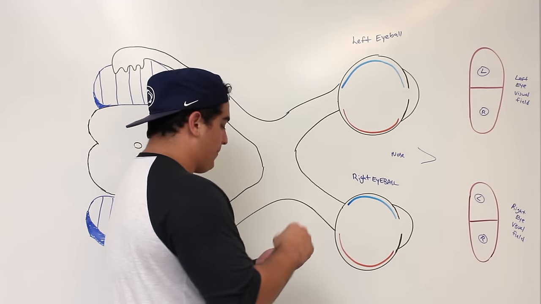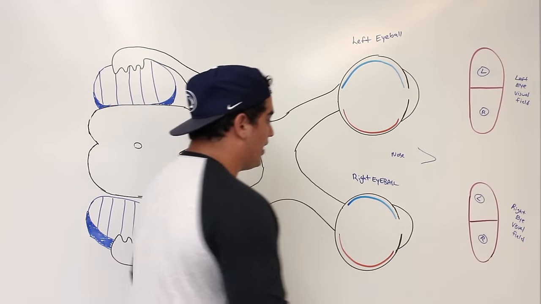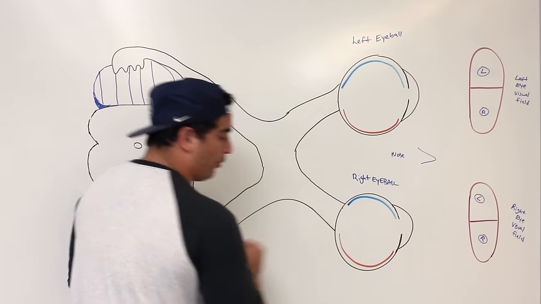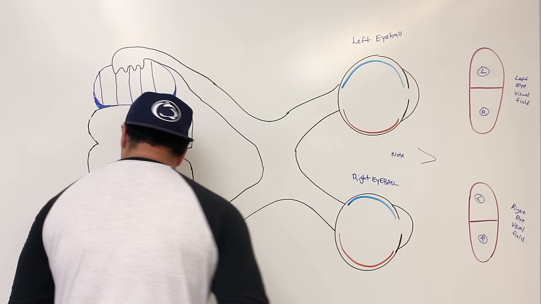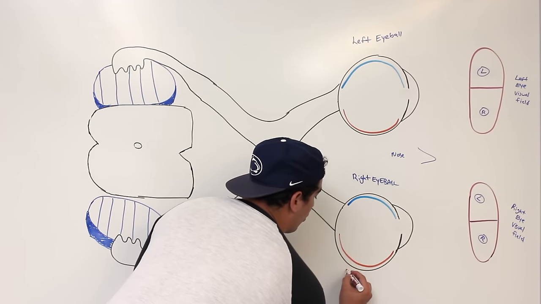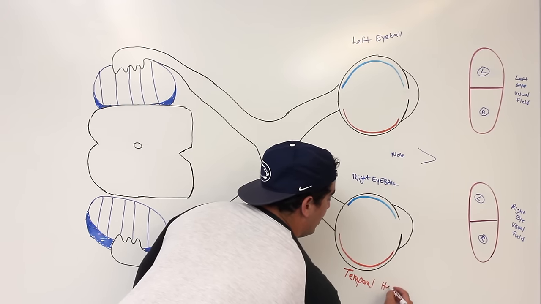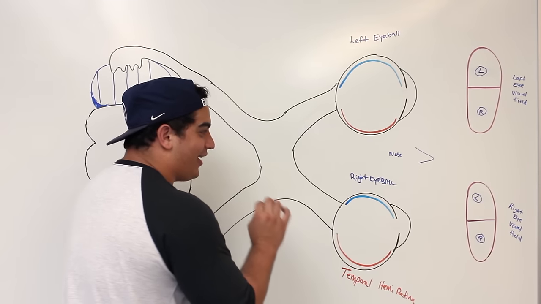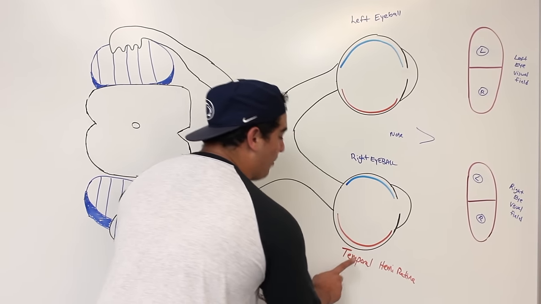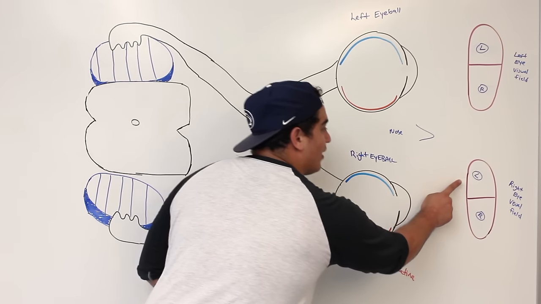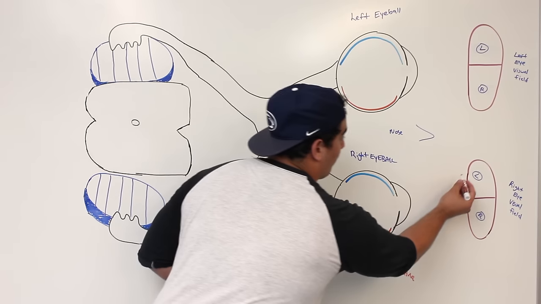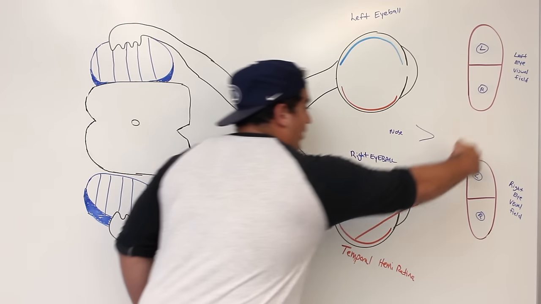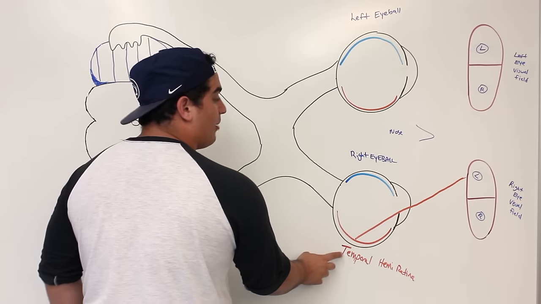Okay, let's say that there are two parts of the retina. This is the right eye, and this part of the retina is closest to the temple, or the right temple. So we're going to call this the temporal hemiretina. Now, here's what gets really funky. The temporal hemiretina is receiving light rays from the left visual field. So from here, this left visual field is hitting this part of the retina, the temporal hemiretina.